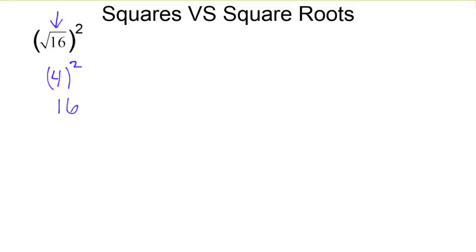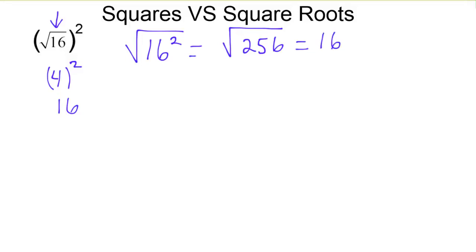Now what if we reverse the order there? What if we did 16 to the second power first, so it's inside the radical? Then we'd write that as the square root of 16 squared. 16 squared is 256, and then the square root of 256 is 16. So you can see that squares and square roots tend to undo each other. And the name we call that is they are inverses. Squares and square roots are inverses of each other.